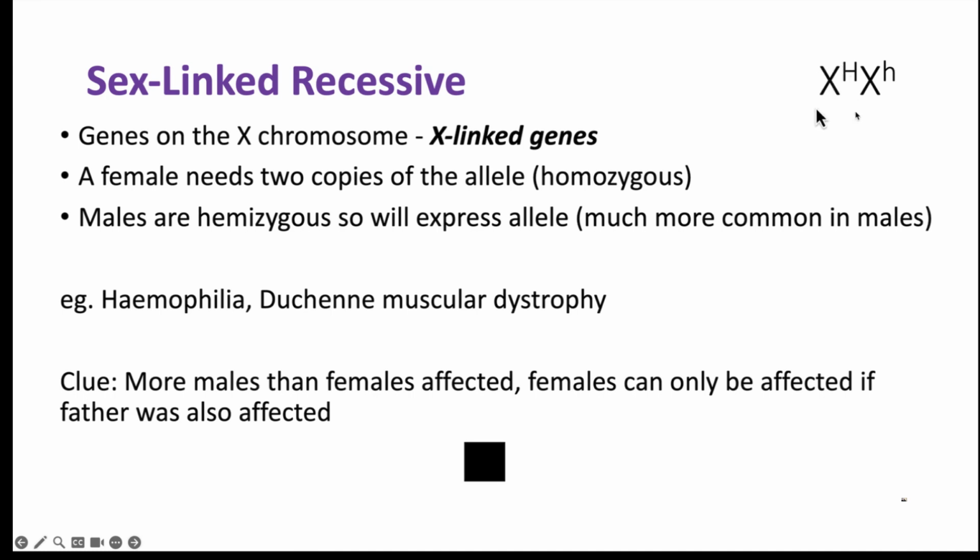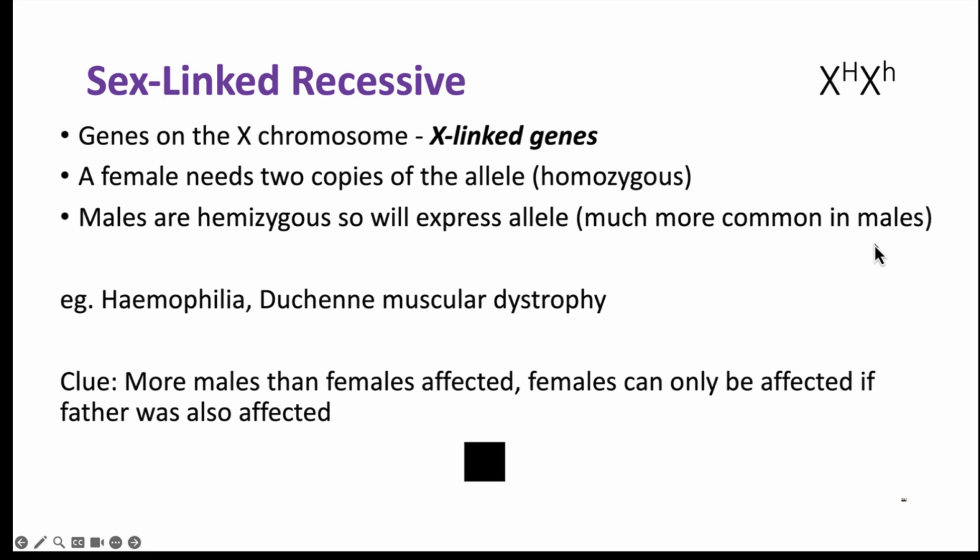Okay, so we're talking about sex-linked recessive, so X-linked recessive. It's a gene that's on the X chromosome. For a female to have that phenotype, they need to be homozygous recessive. Males are hemizygous. They've only got the one allele, so if it's present, it's going to be expressed. For that reason, it's going to be much more common in males.